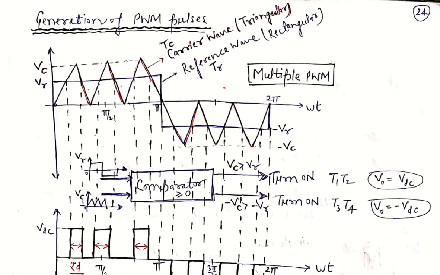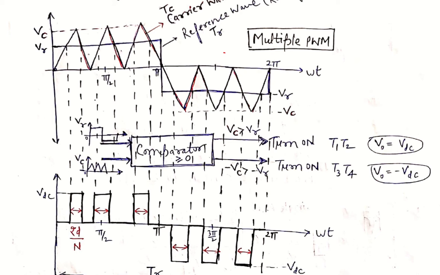So what is the output waveform when these pulses are generated? By comparing the amplitude of the reference and triangular pulses, this is the output voltage waveform, V naught. The comparison is made at 3 points: the first triangular pulse, the second triangular pulse, and the third triangular pulse, against the reference pulse. It intersects at 3 points. If we draw perpendicular lines, then we will see that the pulses are generated. So three comparisons are made there.